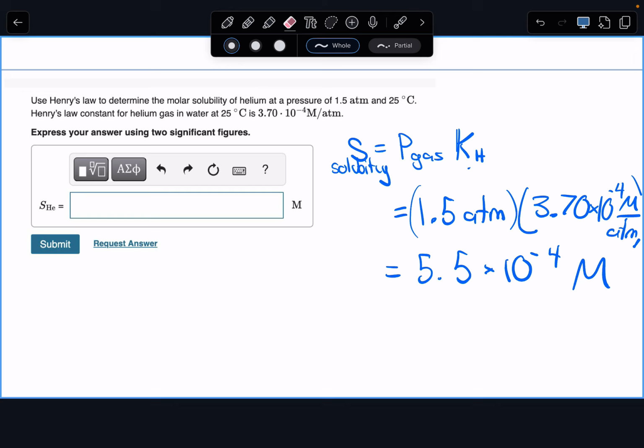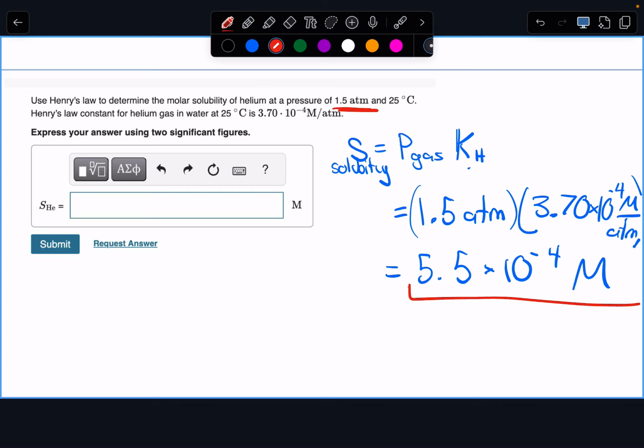Okay, so Henry's law, the equation wasn't on your exam equation sheet. It is on the exam now, though. So the solubility equals the pressure of the gas times the Henry's law constant. That is literally it. If they give it to you in the correct units, and maybe in the next one I'll just put it in the correct units, so they give you atmospheres. So literally all you have to do is 1.5 times that constant, 3.76 times 10 to the negative fourth.